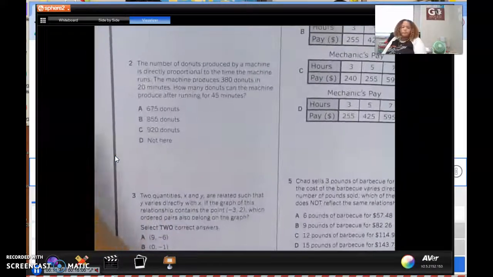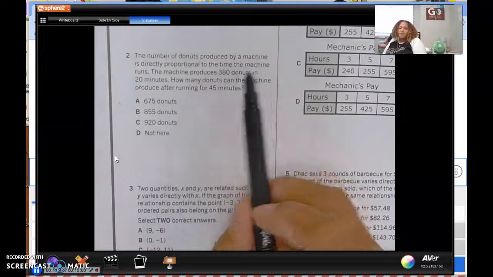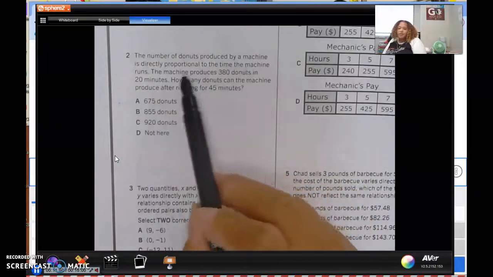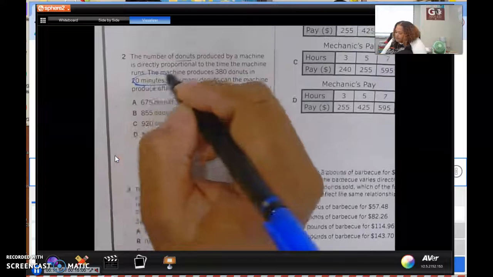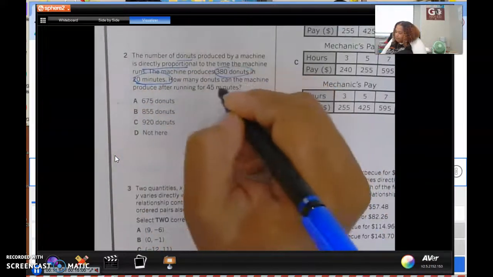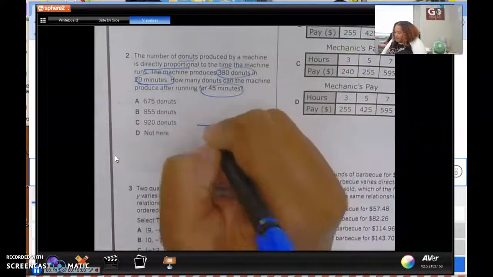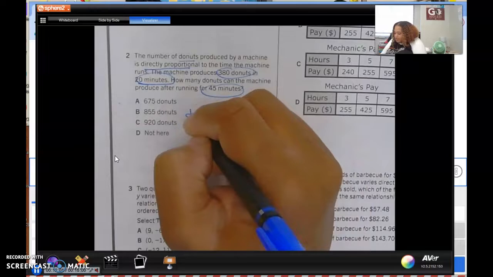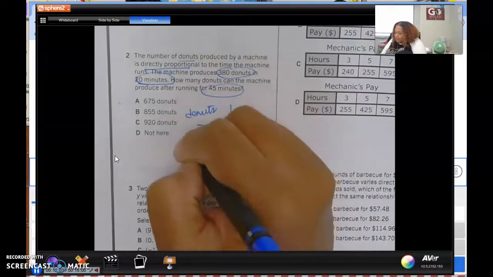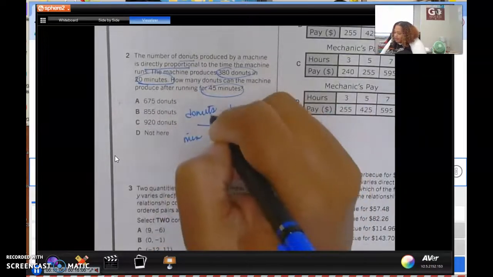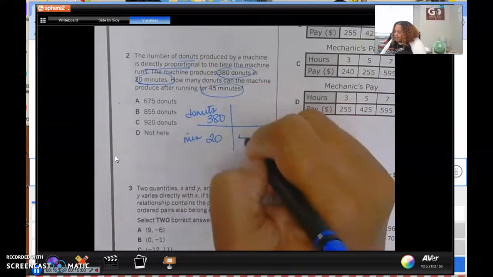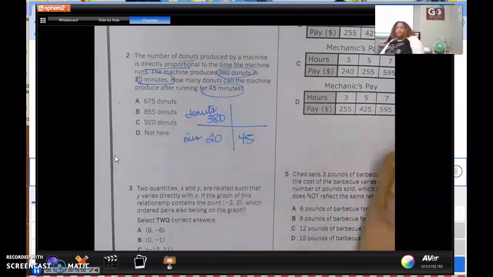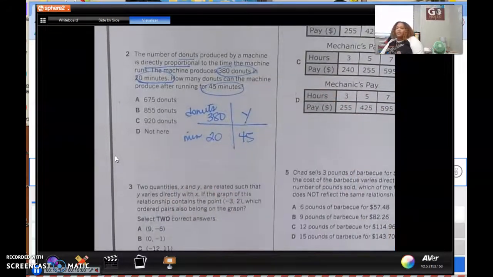All right, number 2. The number of donuts produced by a machine is directly proportional to the time the machine runs. So it's donuts per minute, it looks like. Directly proportional. I want to know about 45 minutes. Make a proportion. Donuts per minute. I got 380 donuts and I want 20 minutes. How many? I'm sorry, I want 45 minutes and I don't know what this value is.